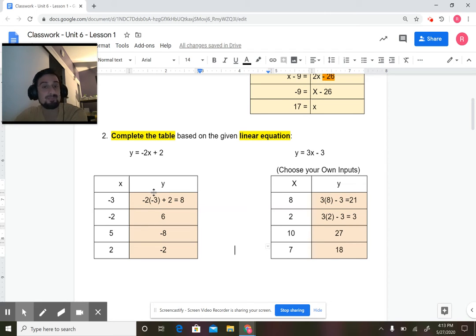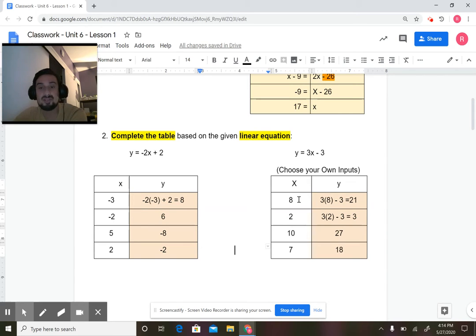which is y. So negative 3 times negative 2 is 6. 6 plus 2 is 8. Negative 2 times 4 is negative 8, plus 2 is negative 6. 5 times negative 2 is negative 10. Negative 10 plus 2 is negative 8. 2 times negative 2 is negative 4. Negative 4 plus 2 is negative 2.